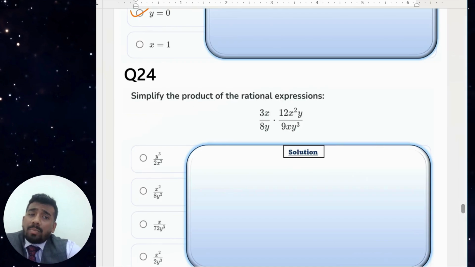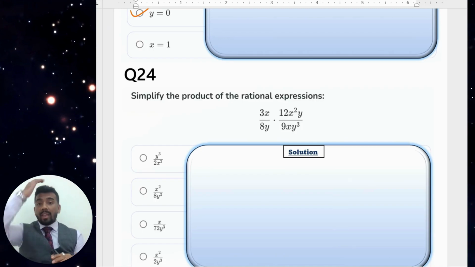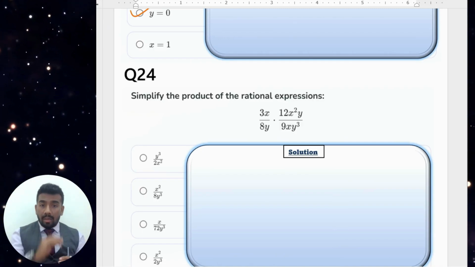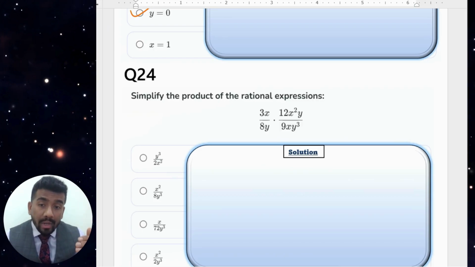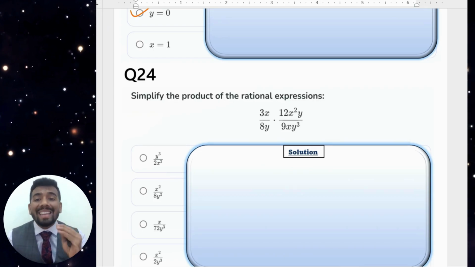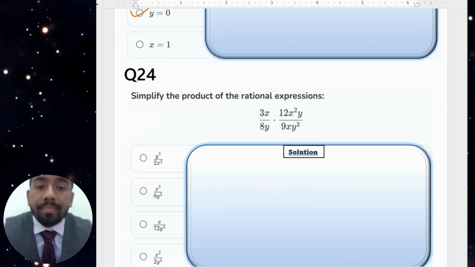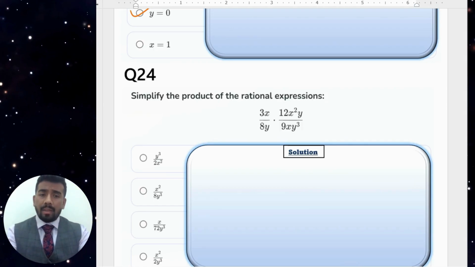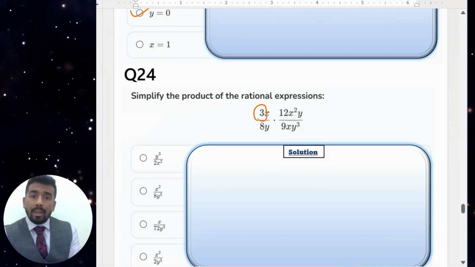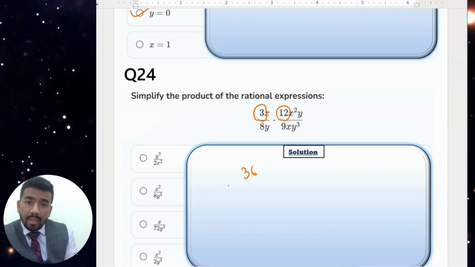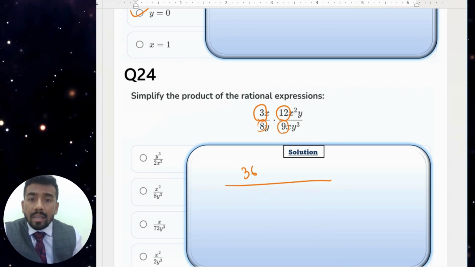Simplify the product of rational expressions. Again, it's very simple. I want you to focus while simplifying. Whenever you simplify, always remember, over the product, the powers get added; over the division, the powers get subtracted. And if you have numbers, multiply two times and then divide. So first start with numbers, it's very easy. So what are the numbers? 3 times 12, what will you get? 36. 8 times 9, 72.